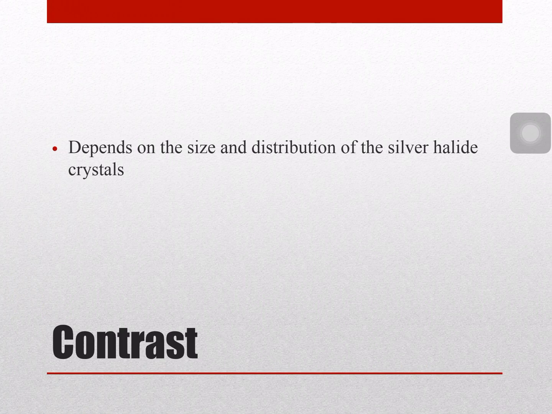So first, uulitin lang natin yung mga characteristics of our screen film. So, dun tayo muna ulit sa contrast. We know that contrast depends on the size and distribution of silver halide crystals. High contrast contains smaller silver halide grains with a relatively uniform grain size. Low contrast contains larger grains that have a wider range of sizes.